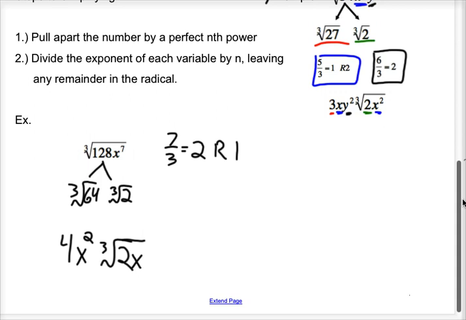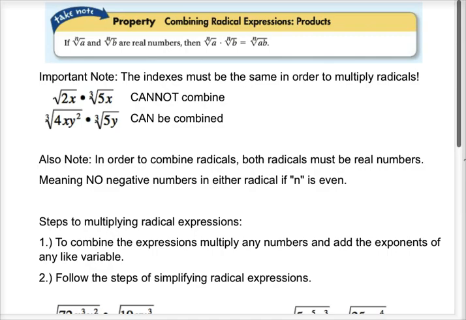And that's how you're going to deal with all of them, okay? Split apart the number, divide the exponent, and then write accordingly. All right, well, the real emphasis today is combining them, so multiplying them. Now, the things that I do need to mention first are, when we're trying to combine these, the index has to be the same to do this multiplication process.